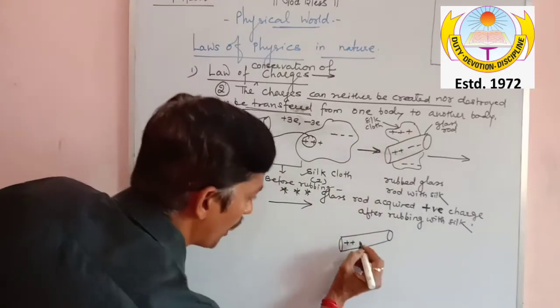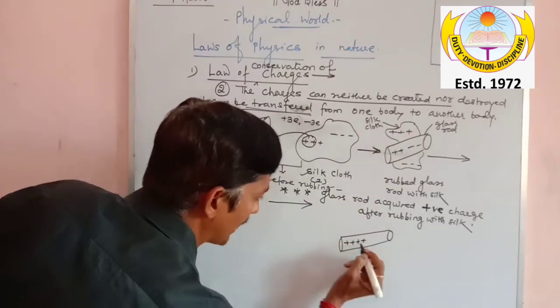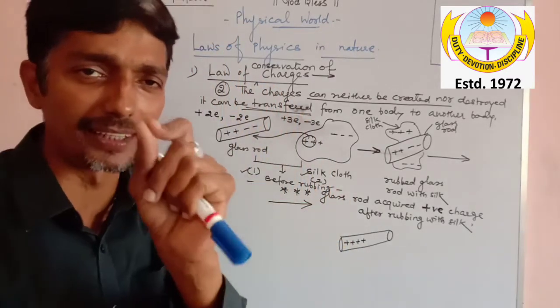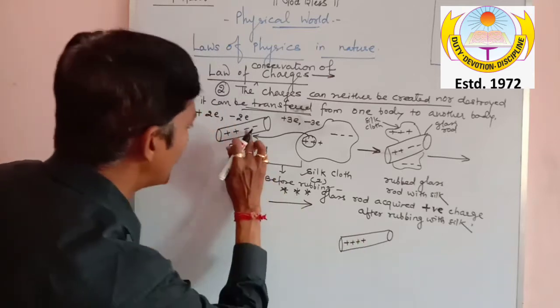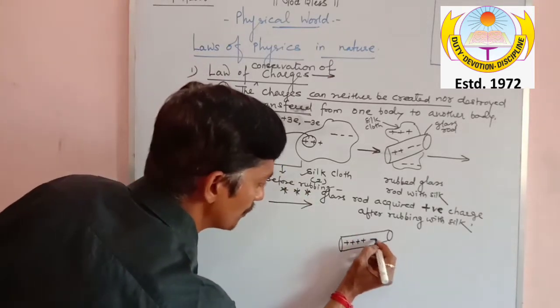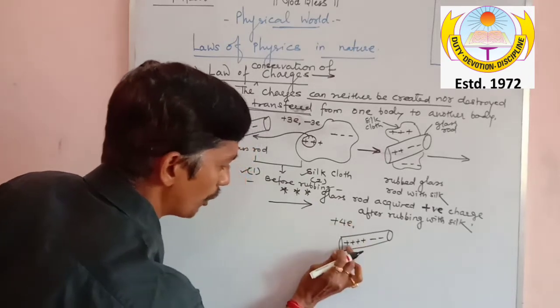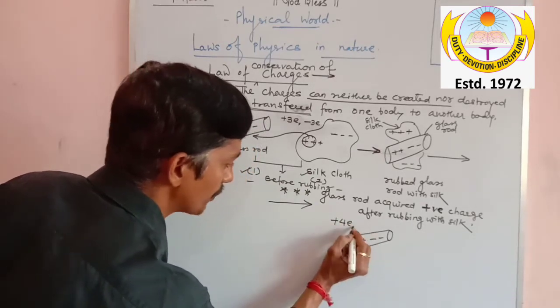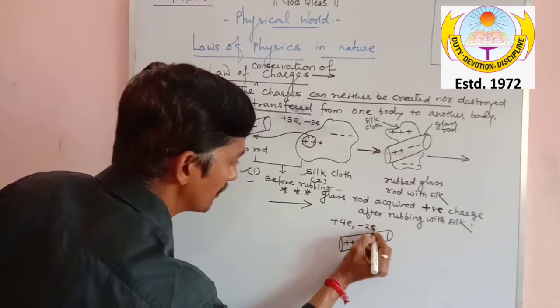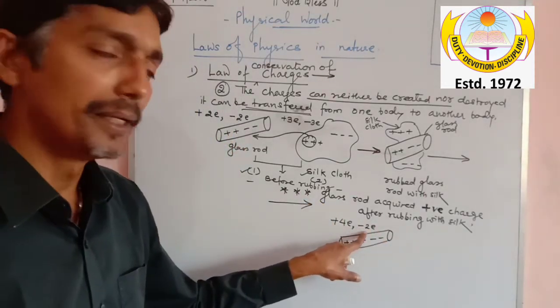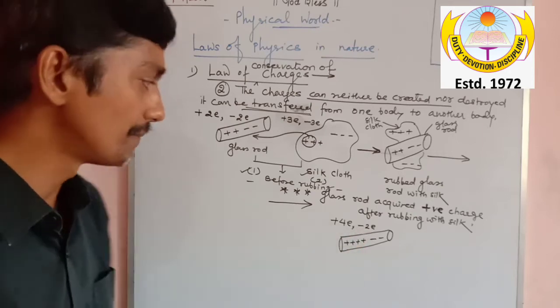So in the glass rod, how many positive charges will there be? 4. I am giving an example, try to understand. 4. And how many negative charges does it have from before? 2. So here it is plus 4e, 4 positive, so plus 4e, comma, minus 2e. Plus 4e, comma, minus 2e.